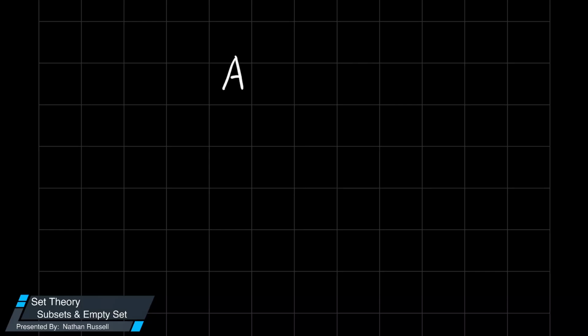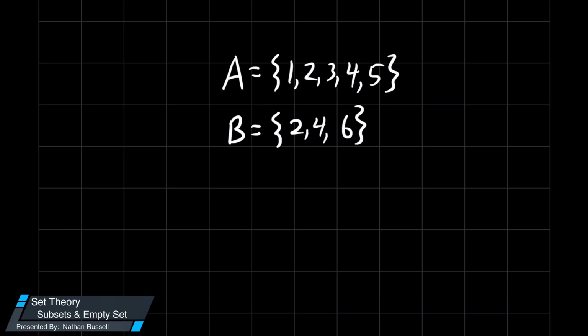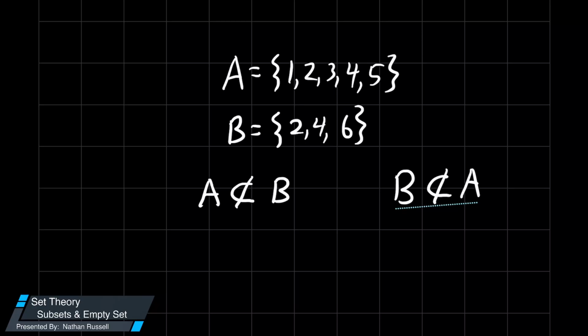Let's suppose that we have set A, and let's suppose set B. Now, notice that A is certainly not a subset of B. That's certainly true. Why? Because A has elements that are not inside of B. So given that 1 is in A but it's not in B, we say A is not a subset of B. It's also true that B is not a subset of A. Why is that? Because B contains a value that is not in A. Specifically, the number 6 is in B, but it's not in A, so therefore B cannot be a subset of A.